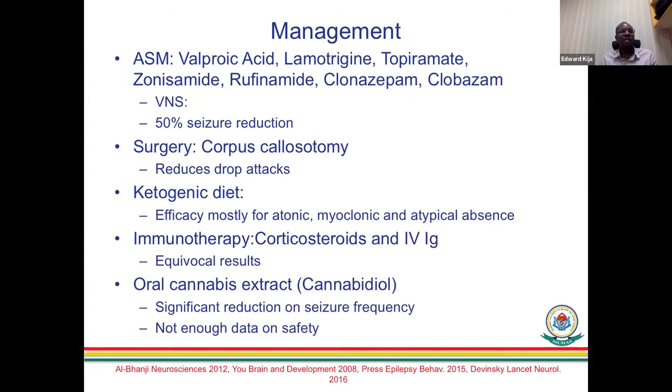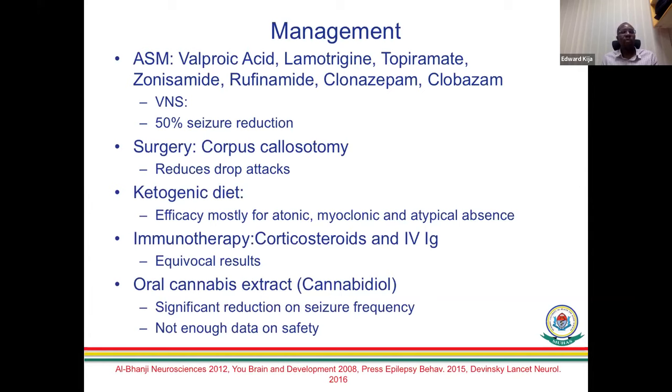Most of the seizures tend to be drug resistant, but some of the anti-seizure medications which can be used to manage patients with LGS include valproic acid, lamotrigine, topiramate, zonisamide, and rufinamide, mostly in combination. Vagus nerve stimulation has been shown to give about 50% seizure reduction in patients with LGS. Epilepsy surgery is also a consideration in patients with LGS, particularly the corpus callosotomy, which has been shown to reduce the frequency of the drop attacks.